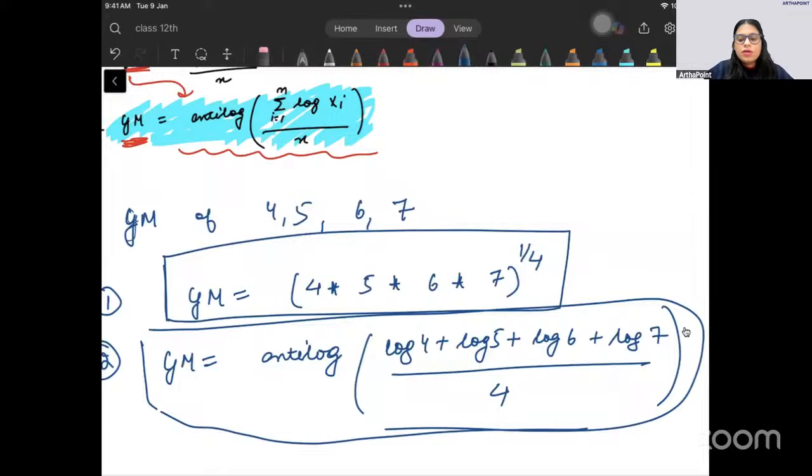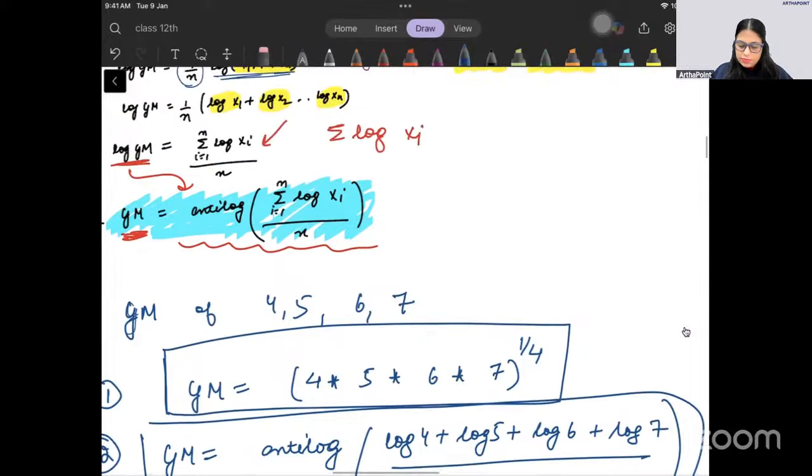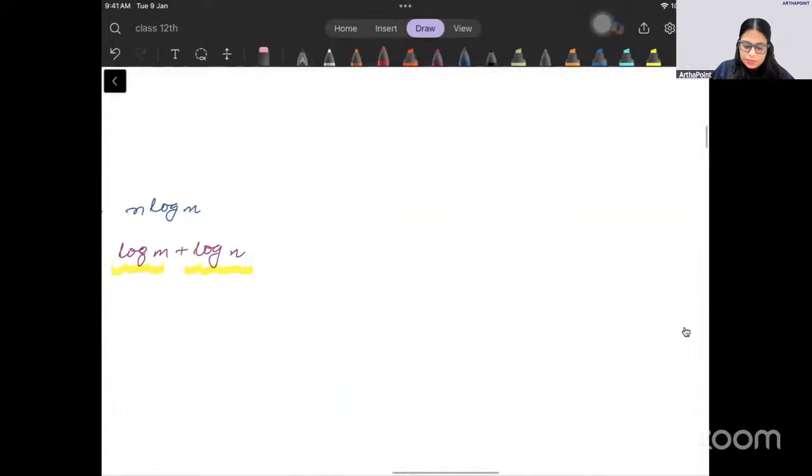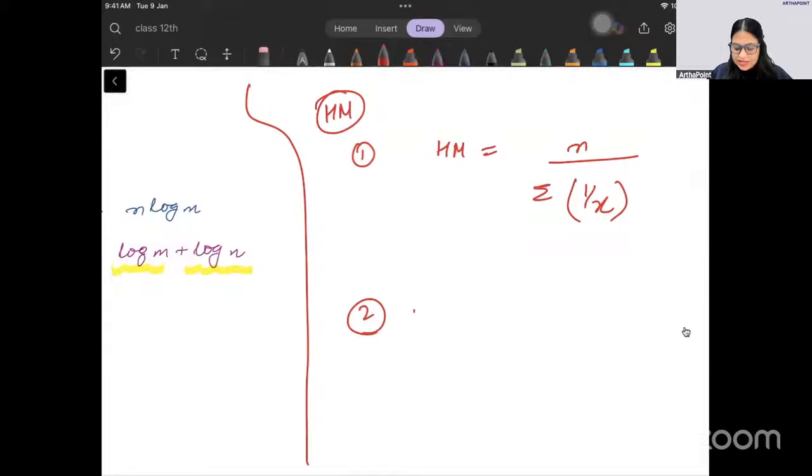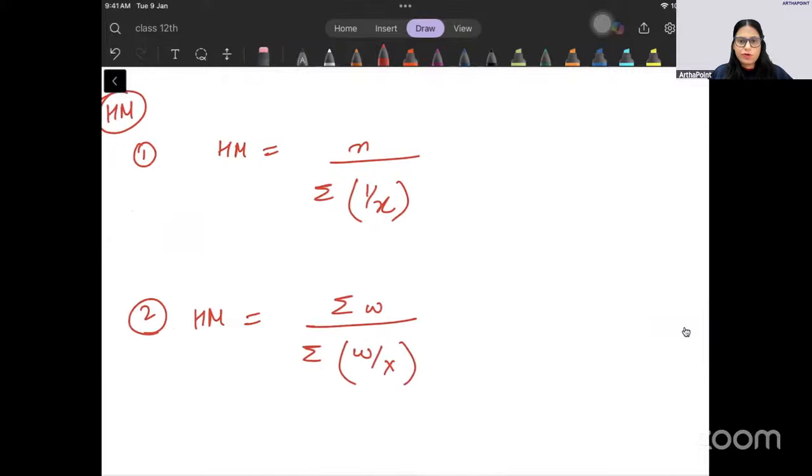Okay. So this becomes your GM formula. Then you have harmonic mean, HM. In harmonic mean there are two formulas. One is simple harmonic mean, which is n upon summation 1 by x, and one is weighted harmonic mean, if weights are given, which will be summation w upon summation w by x. It depends again on what question is given to you.